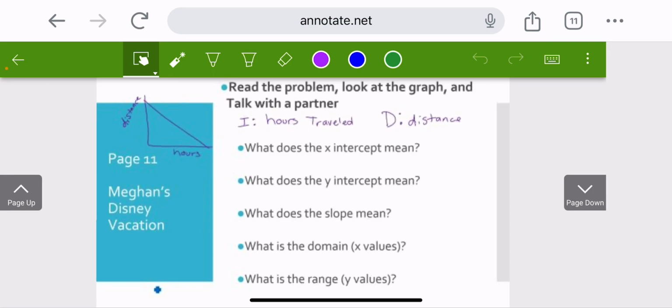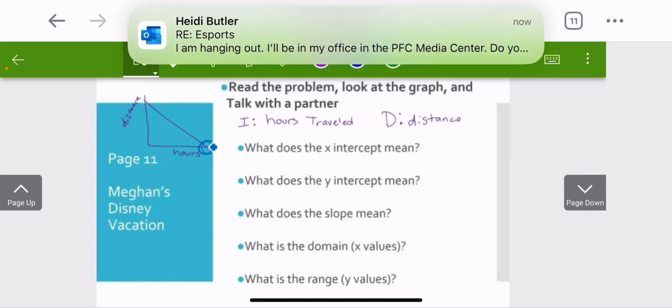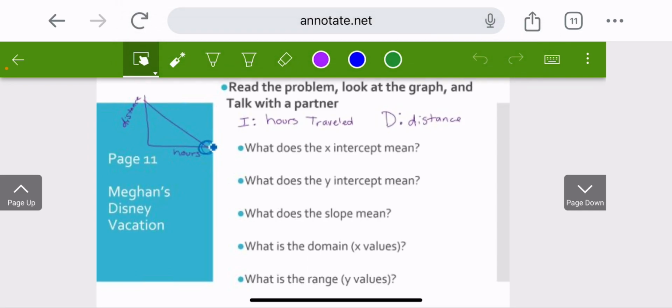Where's our x-intercept? In general, it's where it crosses what? The x-axis. So our x-intercept is where our line crosses our x-axis. So it's going to be right there. What value is that? 10.5-ish. So its value is about 10.5.